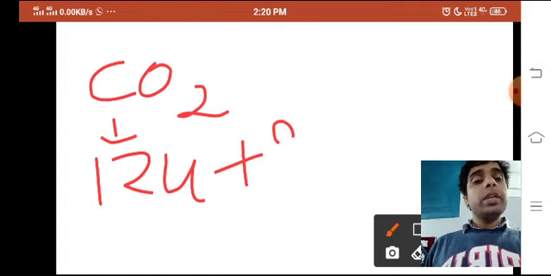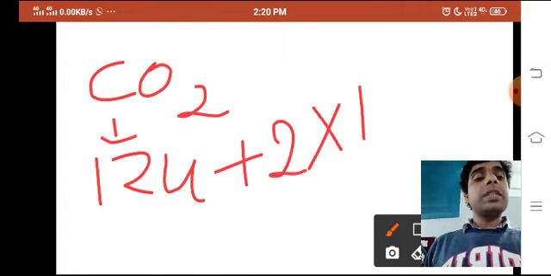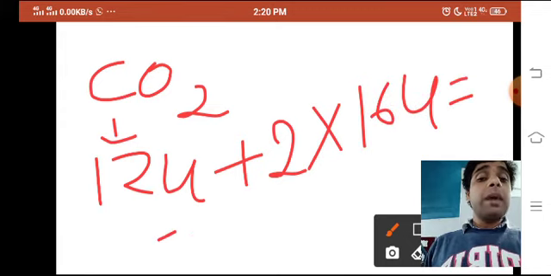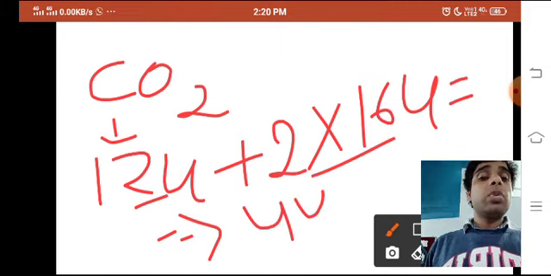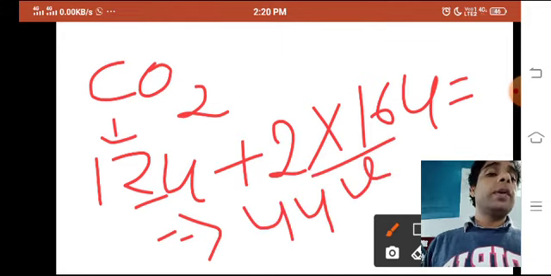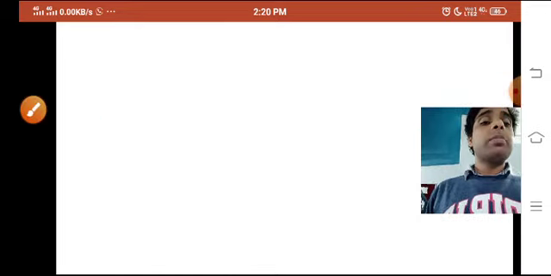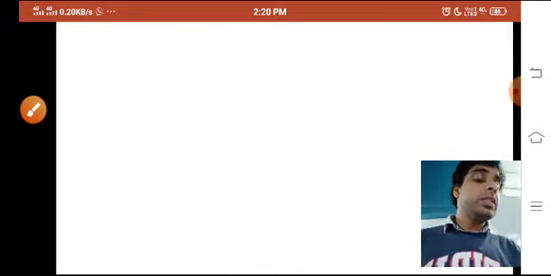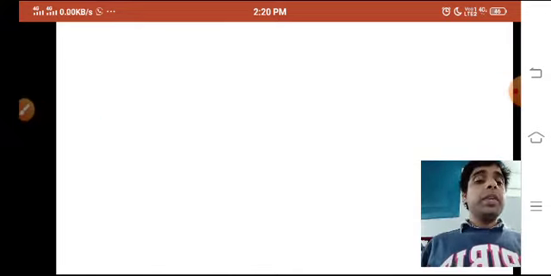16, but here 2 should multiply with that 16. So after calculation, you will get 12 plus 32 and you will get 44 u. Okay, so this is the molecular mass calculation of carbon dioxide. This is the method, and whenever you get a difficult type, you can also calculate.